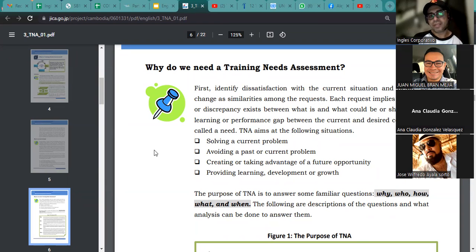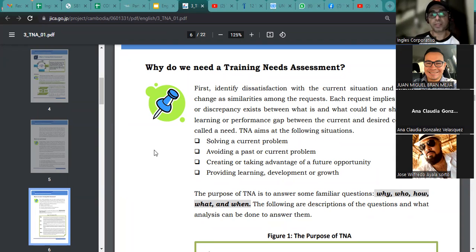Thank you. So definitely that is it. Yes, we need to identify why we need an assessment and what kind of training we need to implement, right? And the main focus is that one, solving a current problem. Something is happening, so we need to solve that. Or avoiding a past problem. Sometimes something happened in the past and we say, no, this can't happen anymore. We need to train them and make sure that everything is going to be working well. Creating or taking advantage of a future opportunity.